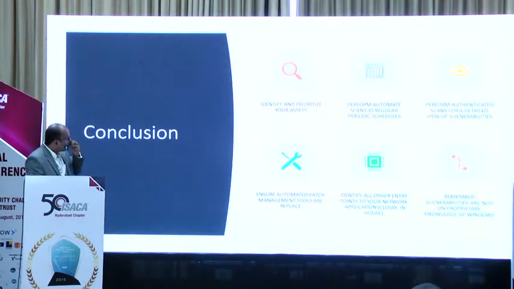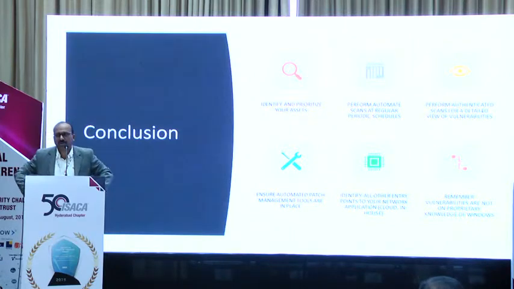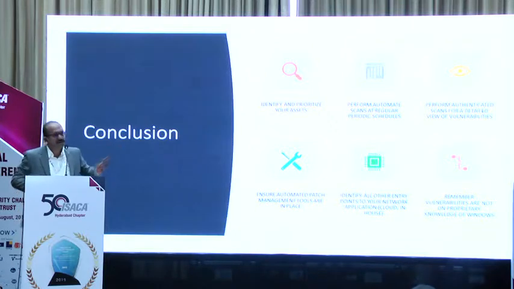Right. So before we conclude, these are some quick pointers that you are expected to take back. One, always identify and prioritize your assets. Second, perform automated scans. Again, I always prefer a passive scanner instead of an active scanner. If you can afford it, that would always be a first priority. Third thing is always perform authenticated scans. How many of you actually perform authenticated scans in your VA programs?